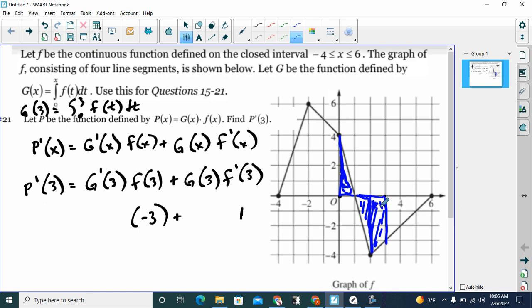This area I've got 1, 2, 3.5 units. Or you could use the area of a trapezoid to get that. Either way, the integral from 0 to 3 of f of t dt should be negative 3.5 or negative 7/2. That's g of 3.